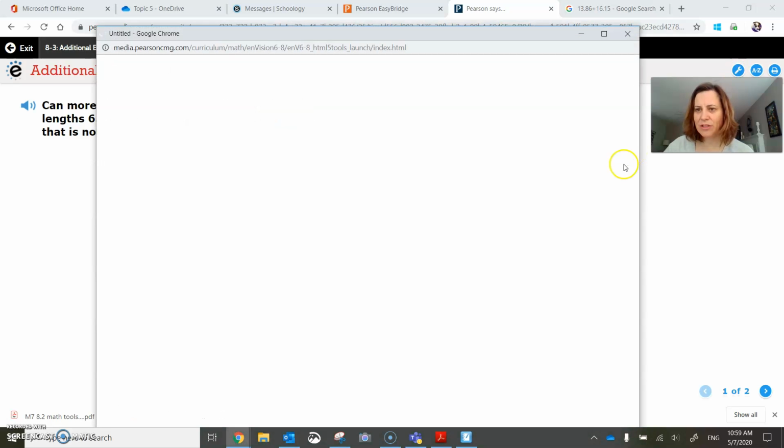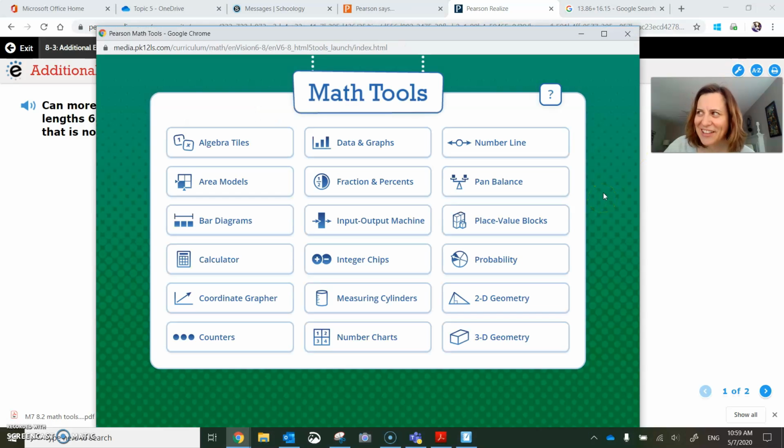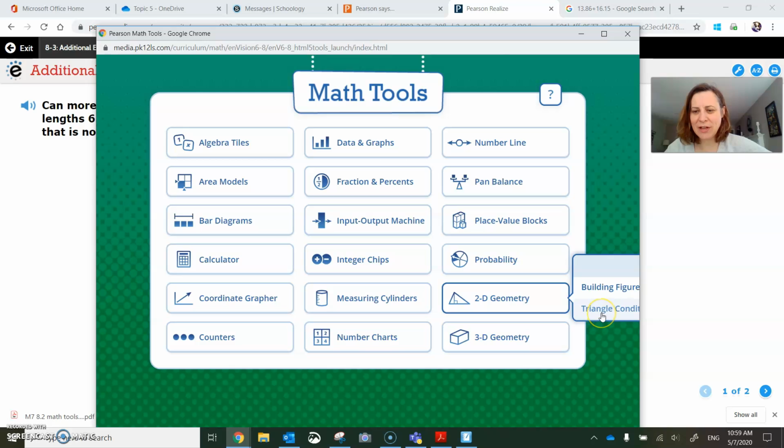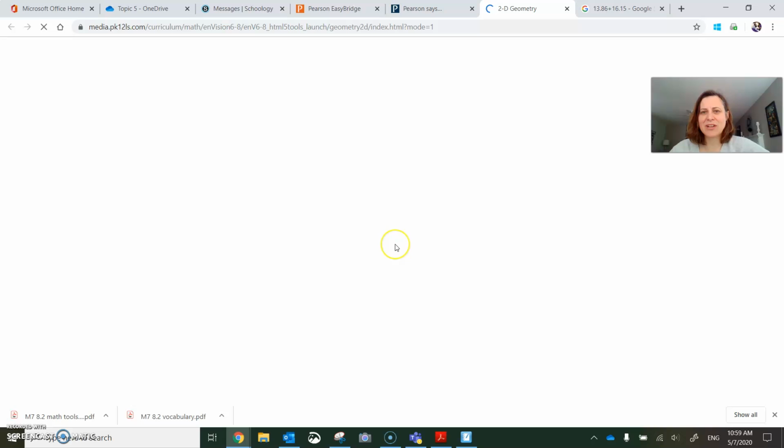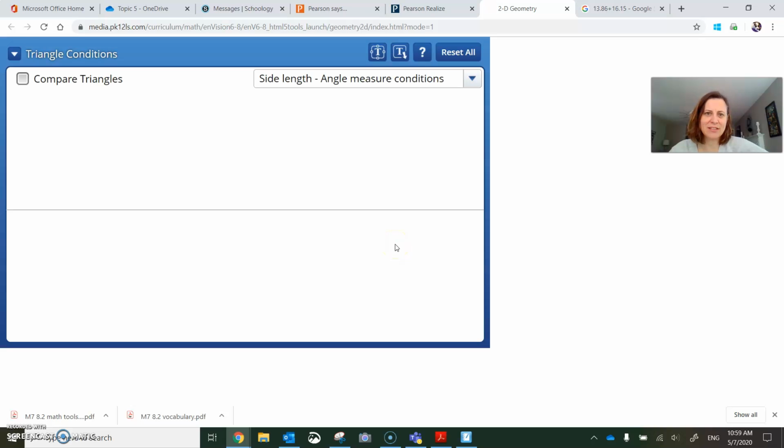If you go here to Math Tools, the lawn's getting mowed. Sounds like spring, doesn't it?